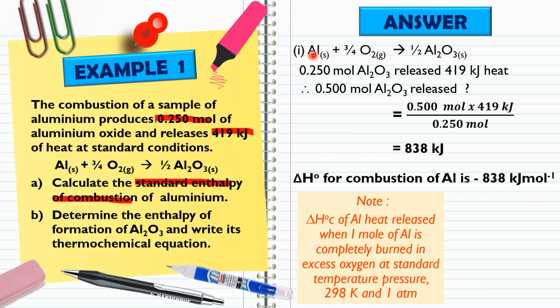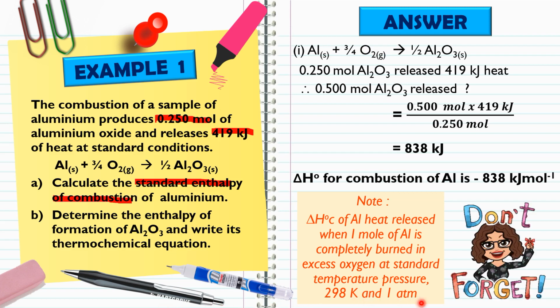So please note that the standard enthalpy of combustion of aluminium involves heat release when 1 mole of aluminium is completely burned in excess oxygen at standard temperature and pressure. Remember, temperature should be 298 Kelvin, pressure should be 1 atm.